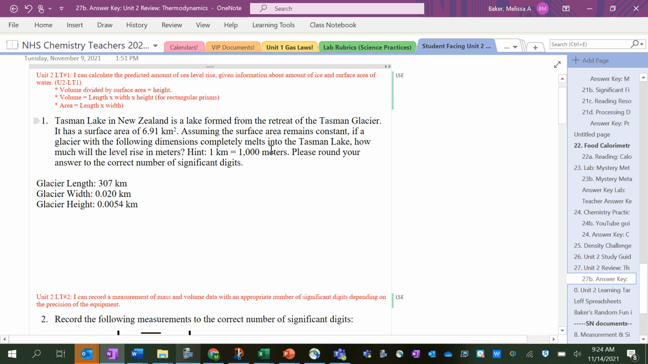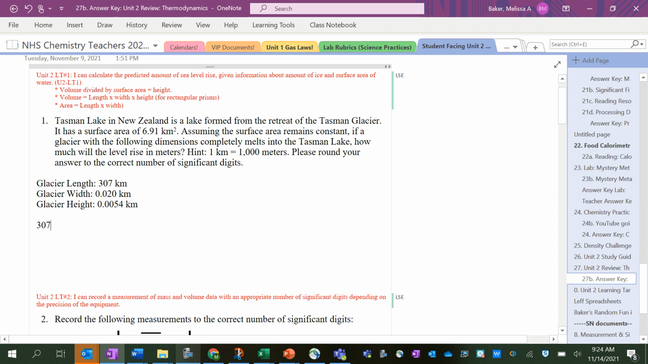Assuming the surface area remains constant, if a glacier with the following dimensions completely melts into Tasman Lake, how much will the level rise in meters? Hint, 1 kilometer is 1,000 meters. Please round your answer to the correct number of significant digits. All right, so first thing we're going to need to do is find the volume of the glacier.